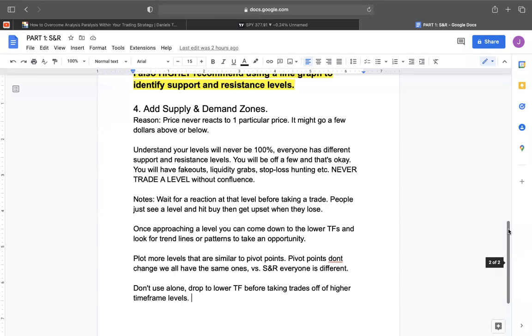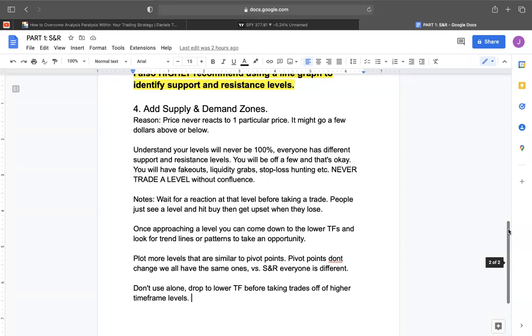Also, this is key right here. This is why I wanted you guys on class, because the way I make my support and resistance levels is pretty much similar to pivot points. So plot more levels that are similar to pivot points. Pivot points don't change. We all have the same ones. Peep what I just said. Earlier I told you guys that everybody has different support and resistance levels, but everybody has the same exact pivot point levels. Did that make sense?